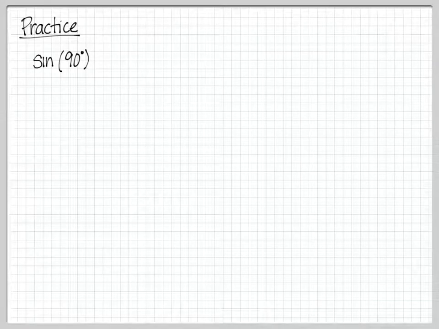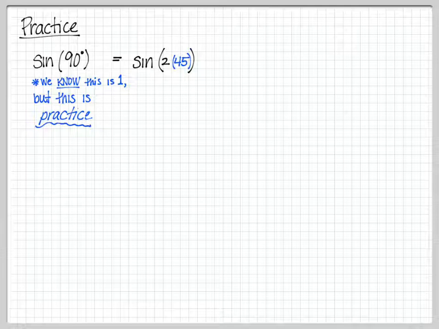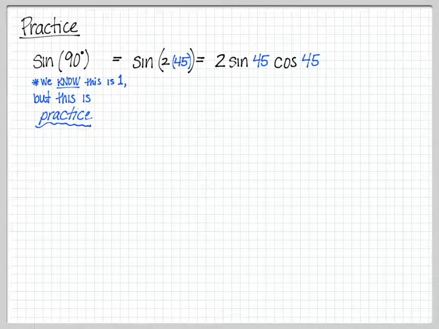So for practice, and again this is practice, because we already know that this is going to be 1. We know that sine of 90 degrees is 1 because of the unit circle. But we're just doing this as practice with these new formulas. So instead of thinking of it as sine of 90 degrees, I'm going to think of that as sine of 2 times 45. Therefore, using the double angle formula, I would say that sine of 2 times 45 is equal to 2 times the sine of 45 times the cosine of 45.